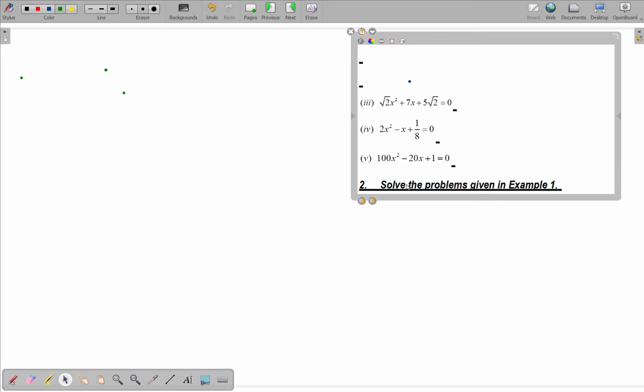Now next question, question number 4: 2x square minus x plus 1 by 8 is equal to 0. 2x square minus x plus 1 by 8 is equal to 0. This is the next question.